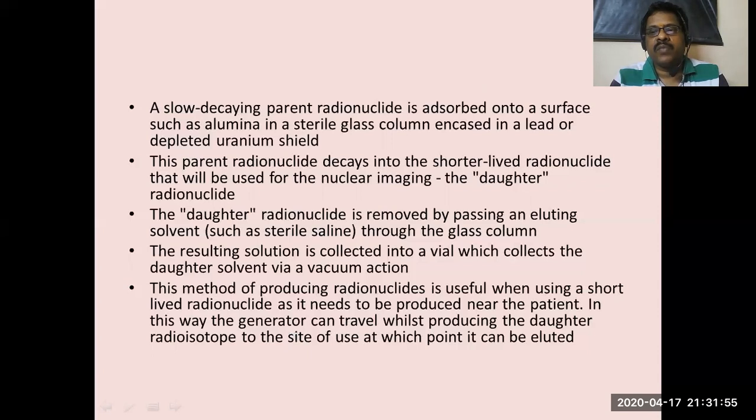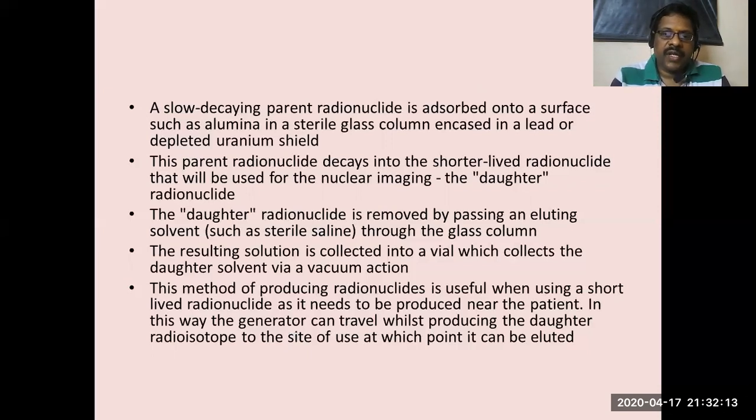We should know how much strength of product we are getting every time. If you know that, we can alter the dose, everything. Like that, this technique is working. The resulting solution is collected into a vial, which collects the daughter solution by vacuum action. So like that, we can derive it from the generator.